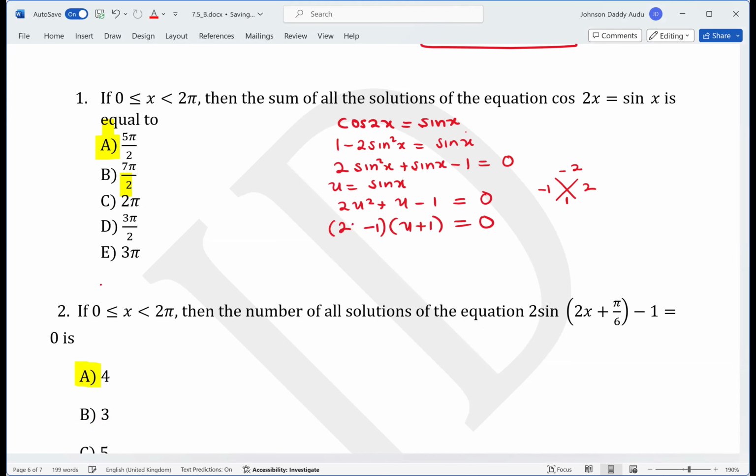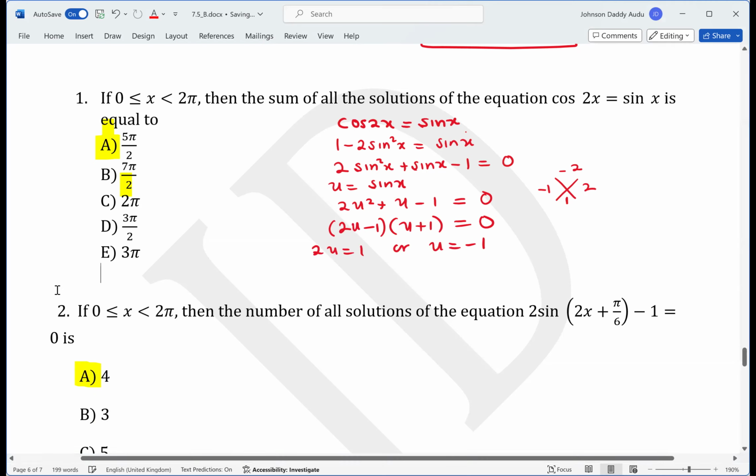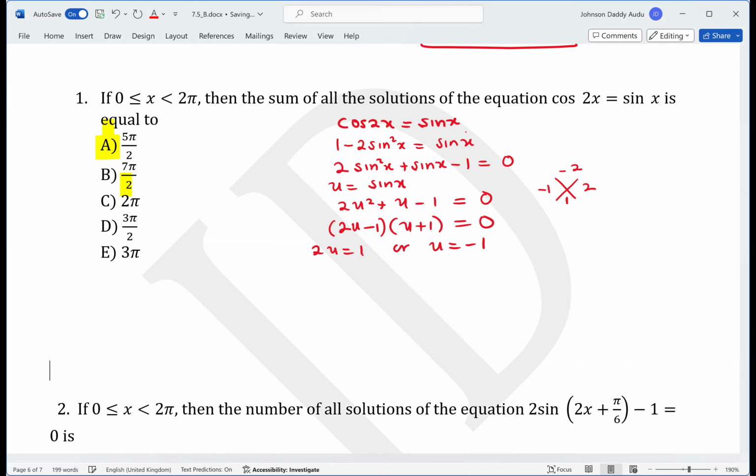So it means that 2u is equals to 1, or u is equals to minus 1. Now u is equals to half, or u is equals to minus 1. But what is u? Sine x. So sine x is half, or sine x is minus 1, right? Let's start from here. Sine x is minus 1. What does that mean? It means that x has to be what? Think 270, right?